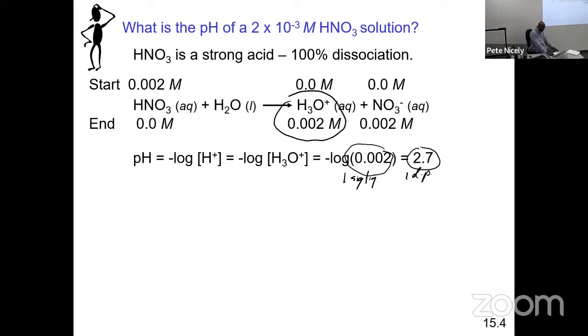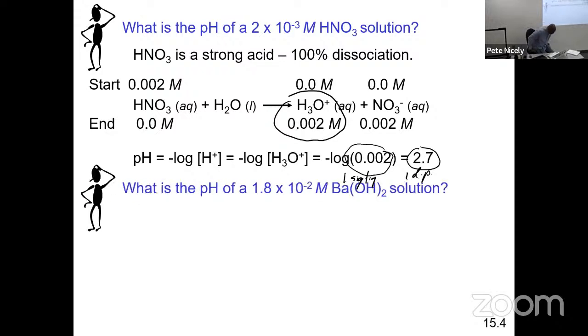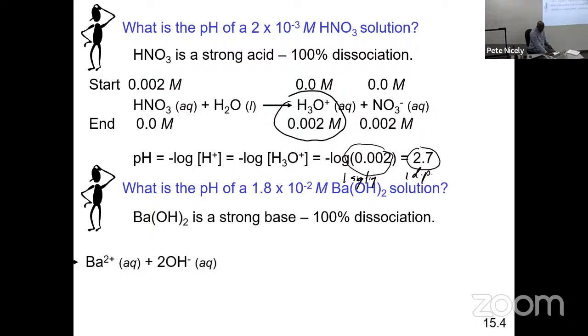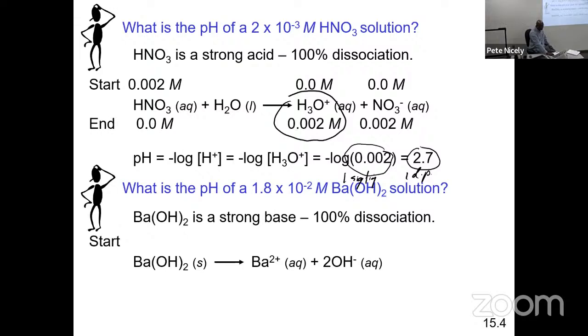No other questions? Okay, here's another example. Now in this case, they're asking for the pH of a 1.8 times 10 to the minus 2 barium hydroxide solution. So again, as always, you need to ask yourself the question, is this a strong or weak base? In this case, barium hydroxide is a strong base, undergoes 100% dissociation, and this is the equation for its dissociation. So initially, you're going to start off with 1.8 times 10 to the minus 2 M of barium hydroxide, and before dissociation, you'll have no barium ions or hydroxide ions, right?